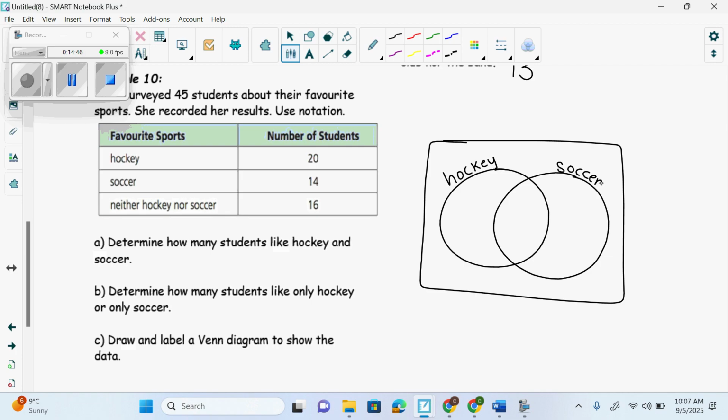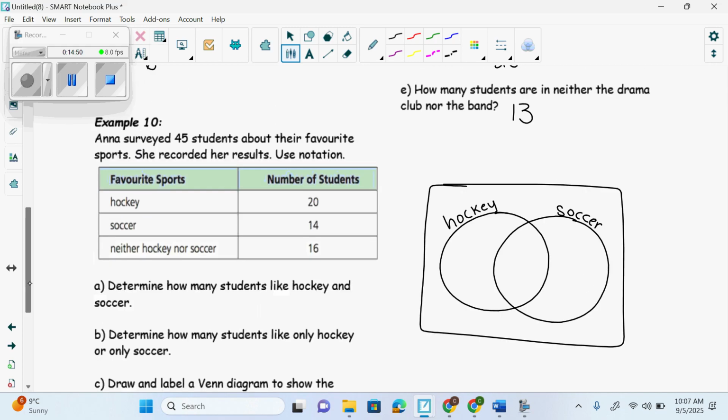And we have to do the and first. Here it says 45 students, but we don't have the and. So what do we have to do? Add up the singles and the neithers, right? Add up those tickets. So 20 people put in an H ticket for hockey, 14 put in an S for soccer, and 16 put in an N for neither. When I add that up, I get 50. But there's 45 students, correct? So we take the 50 tickets and subtract off the 45 students, and we get 5 in both.